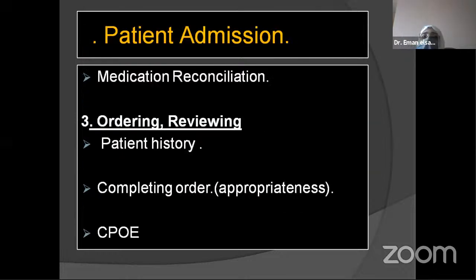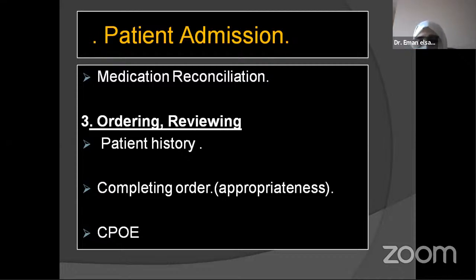When the patient is admitted to the hospital, we must make medication reconciliation, as we already talked about yesterday in day 2 in medication safety. It is very important to take the history from the patient before admission, make a list of the medication that he received before, and record the best possible medication history he received before admission to the hospital. Upon this list we make the plan that he will follow in the hospital. After that, ordering and reviewing the history of the patient and completing the order for appropriateness.